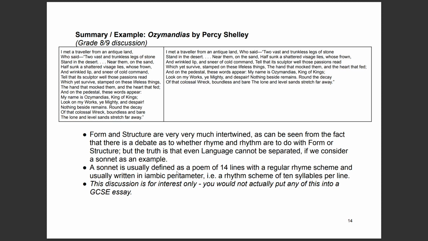But notice by changing the number of lines and the number of syllables, I've changed the physical structure. This looks completely different to that. This is no longer a sonnet because it doesn't have 14 lines and it doesn't have 10 syllables per line. So can you see how rhyme and rhythm, in other words, the form, are interconnected with structure? The minute you change one, you automatically change the other thing. Okay, so that's why you can see why some people say that rhyme and rhythm are to do with structure. The truth is, you can't really separate the two things out.